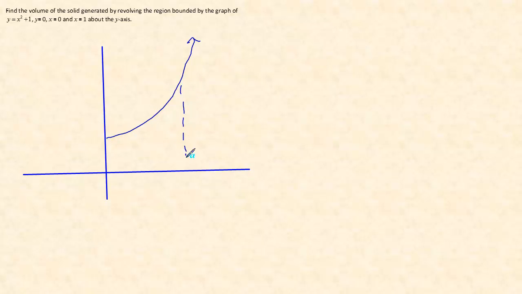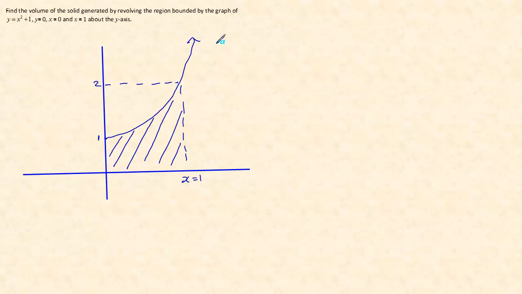x equals 1 would be here. So we know this is 1, and then 1 squared plus 1 is 2, so that's going to be 2 here. And the area that we actually want to rotate is this one. Now, this is a difficult area to rotate because it's not all touching the axis.